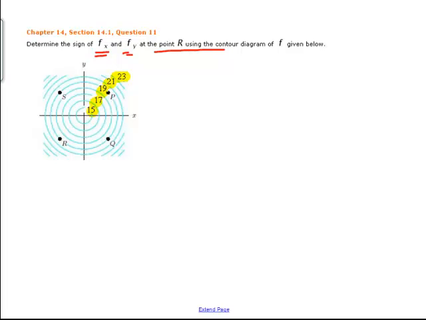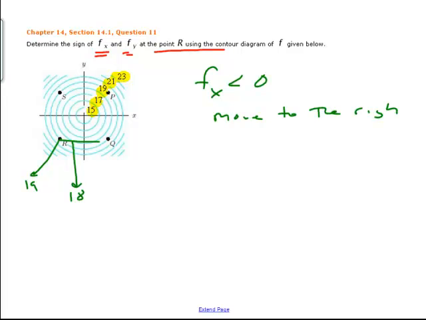So if we go to R, and we increase just in the x direction, what we notice is that the starting point was 19, and then the first contour line that we hit is 18. So f sub x is going to be less than 0, because as we move to the right, z decreases.